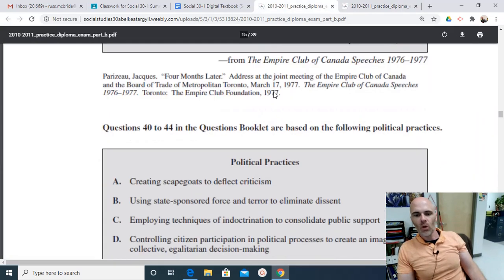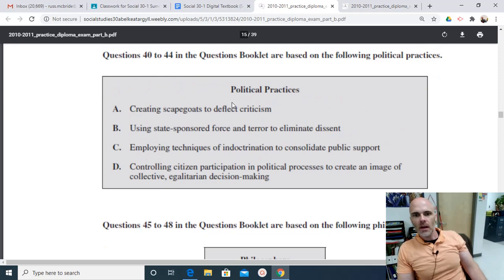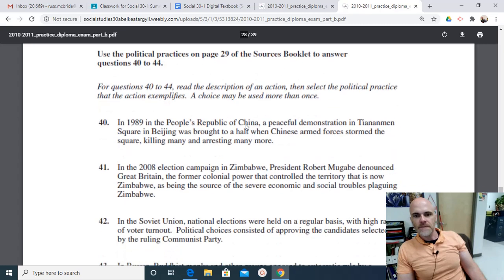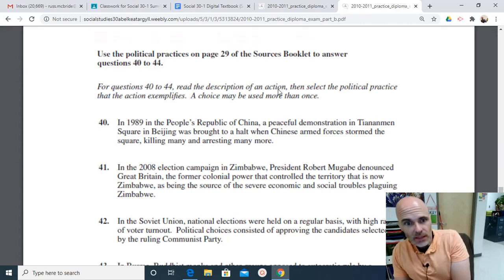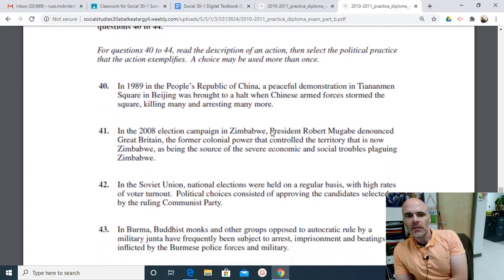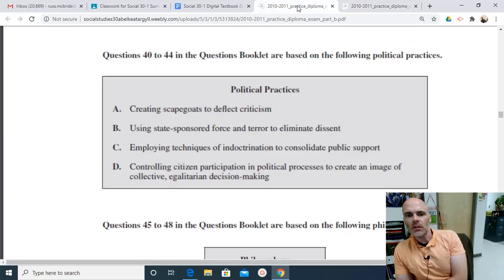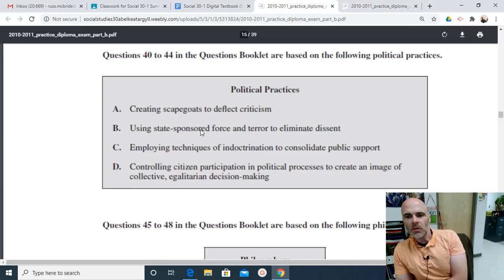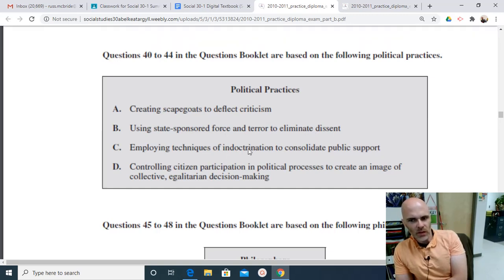40 to 44. Political practices. So, read the description of an action, then select the political practice that best exemplifies it. A choice may be used more than once. So, 89, Tiananmen Square, killing many people. Is that scapegoatism? State-sponsored force to eliminate dissent. Employing indoctrination. Controlling citizen participation. The image of a collective egalitarian decision-making.